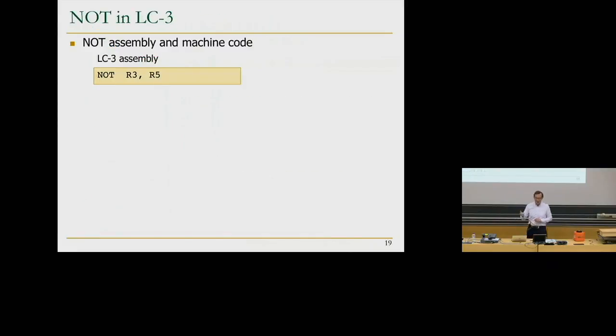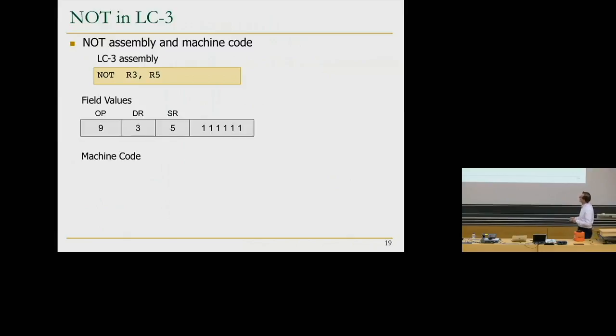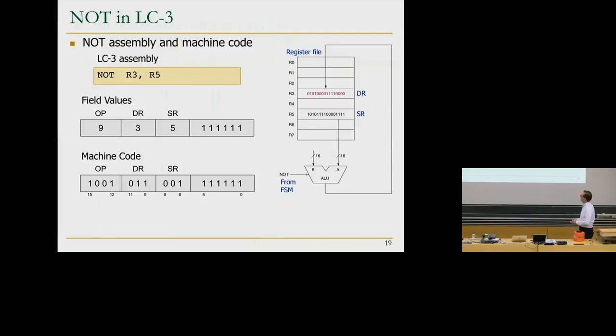So let's take a look at NOT in LC-3. These are going to be very simple, so I'm going to go through relatively quickly. If you have questions, you should shout. Basically, this is a unary operation. It has 1 source operand and 1 destination. You can figure this out based on the manual that you have for LC-3, which is in the blue book. I don't have the blue book.